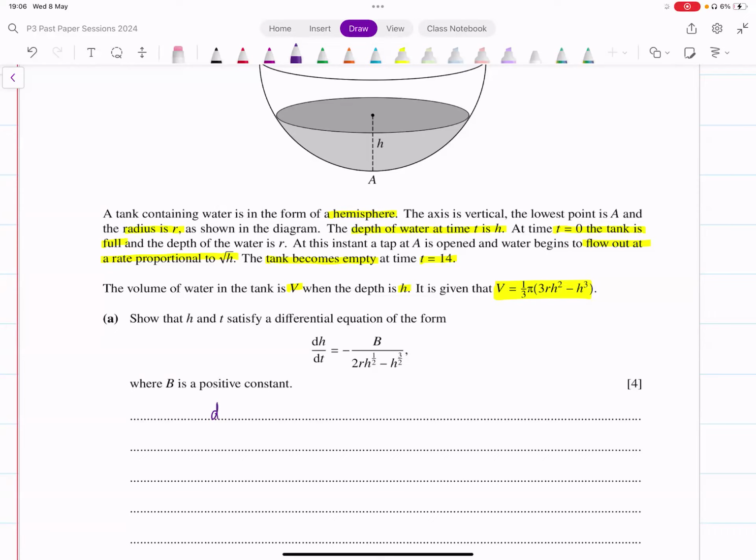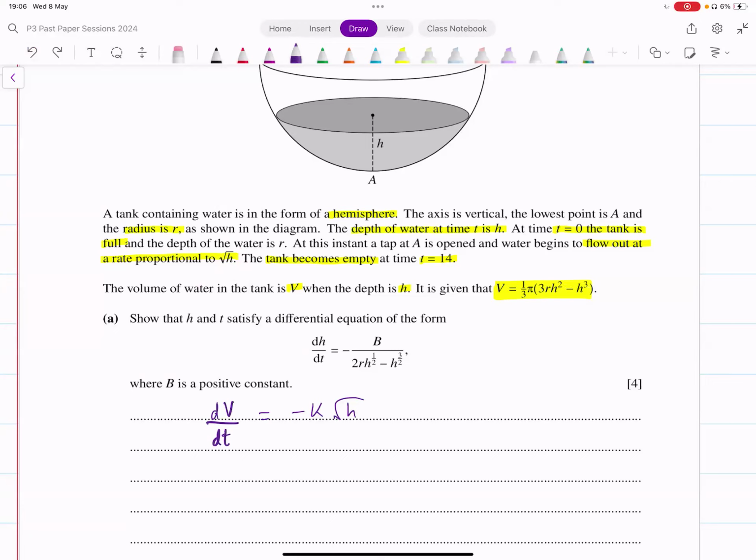It flows out at a rate proportional to the square root of h. What does that mean? Water is measured in terms of volume. dV over dt, what is that going to be? That's going to be minus k into the square root of h, right? It's flowing out. It's a rate of decrease.